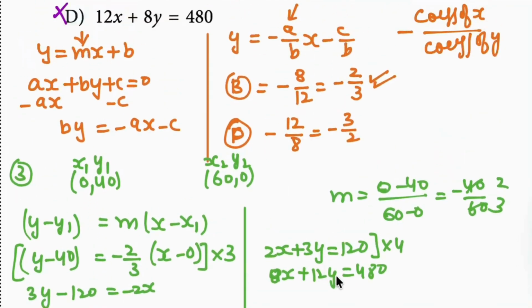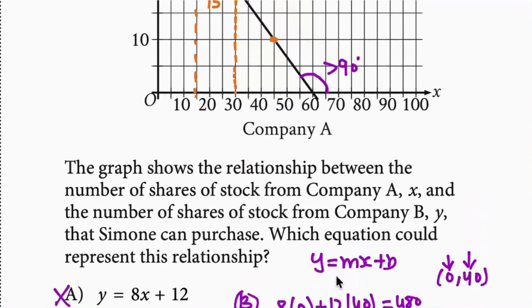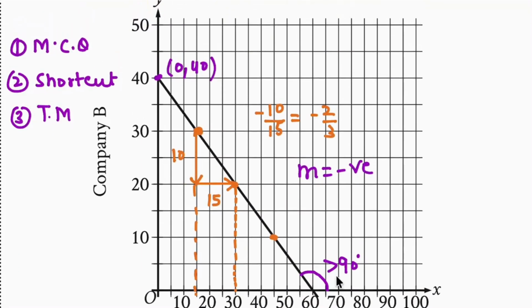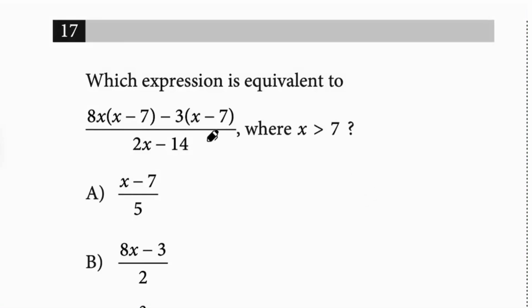Now you decide. At least the traditional method is not a good option. But what is your style? MCQs or shortcut? Just check your style and solve it. Believe me, making a rule book is really a good option, so please make one. Question number 17: which expression is equivalent to this?